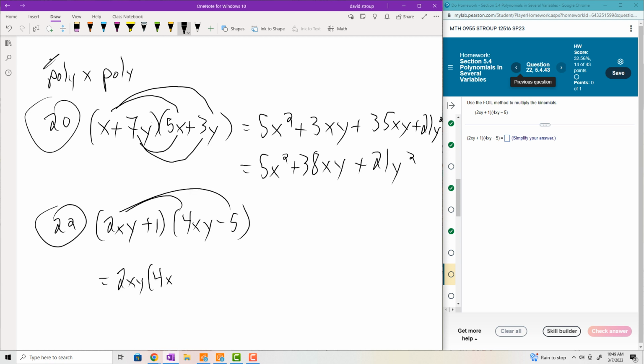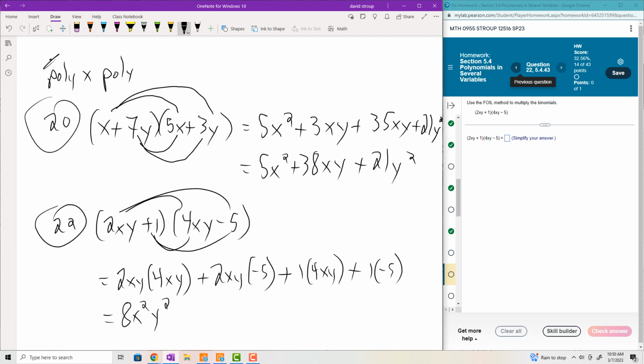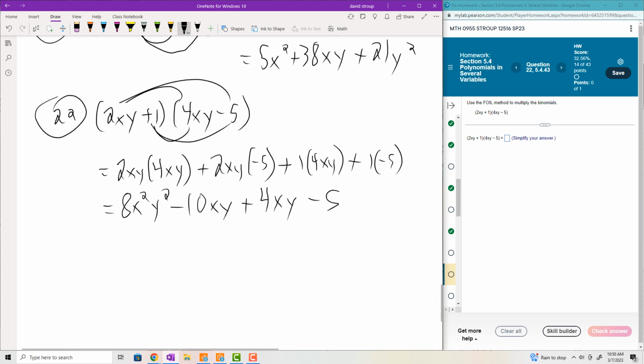2xy times 4xy plus 2xy times negative 5. Those are the first and the outer. Plus 1 times 4xy plus 1 times negative 5. Okay, so this will give me 8x squared y squared minus 10xy plus 4xy minus 5. And then I can combine like terms, right? Those two guys. This will be 8x squared y squared minus 6xy minus 5.